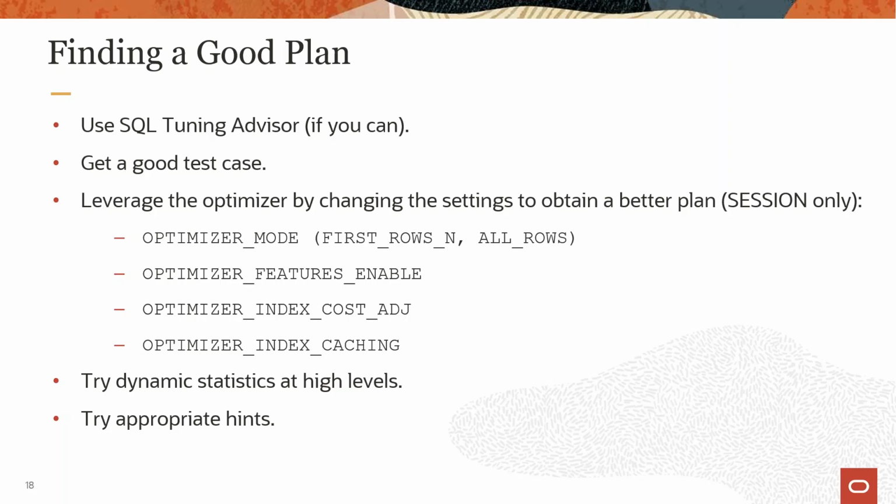That is, to make the optimizer more or less prone to selecting an index access path over a full table scan. You can also make use of dynamic statistics. By those statistics, it will sample the number of rows returned by the query and determine very accurate selectivity estimates that often lead to a good execution plan. Also make sure that the appropriate and valid hints are being used.